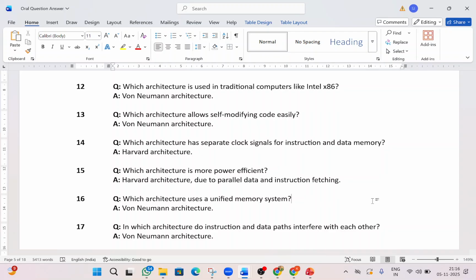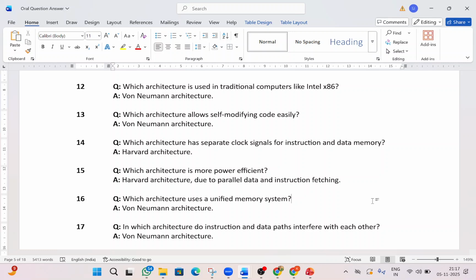Next, 14th number question. Which architecture has separate clock signals for the instruction and data memory? Separate clock signals, that is the Harvard architecture. Each memory unit operates independently, so it requires separate timing control. So the answer is the Harvard architecture.